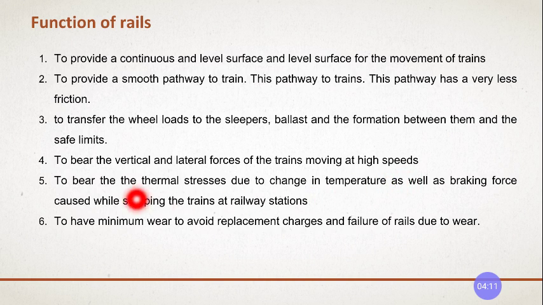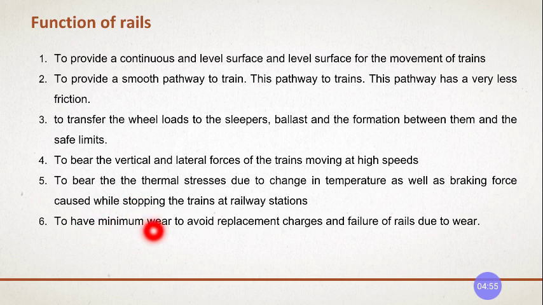They should be able to withstand the thermal stresses because it is outside, due to the change in the sun's temperature on the earth's surface. They should also withstand the braking force when you apply the brakes of the train on the track. It is not a single wheel; there are a number of wheels over which brakes will be applied. So stresses are developed due to the braking application.